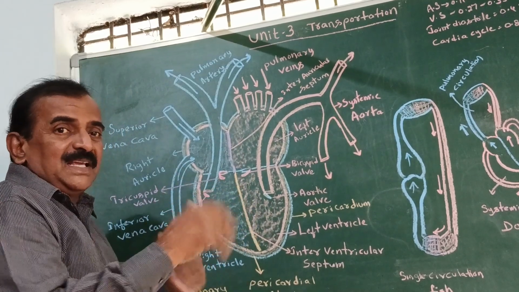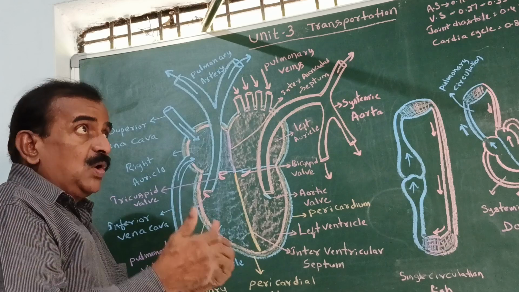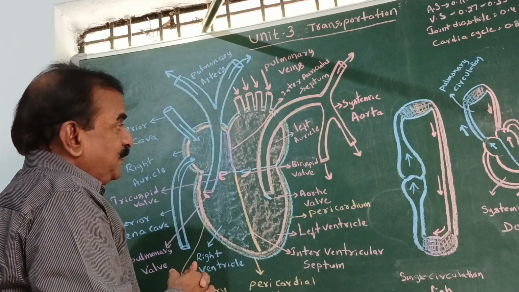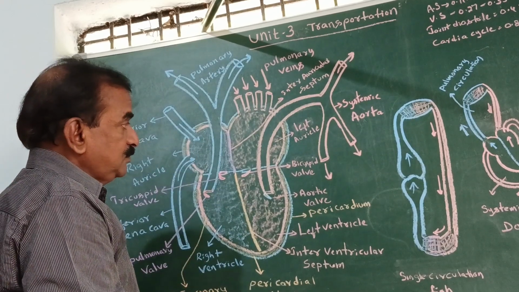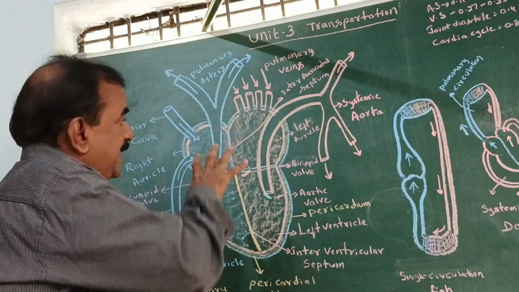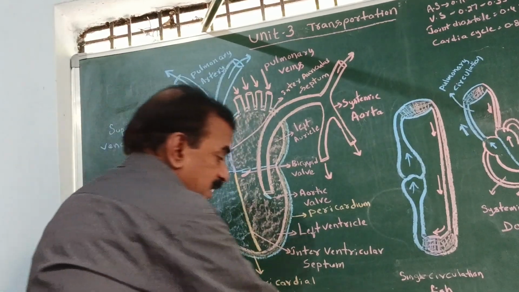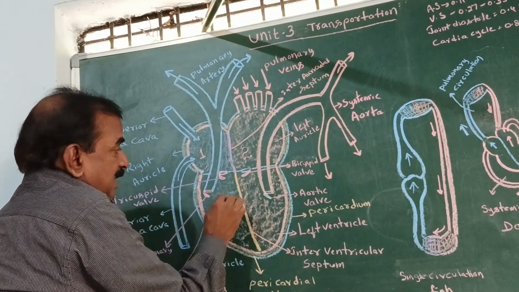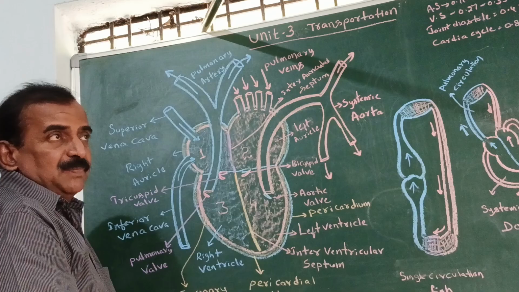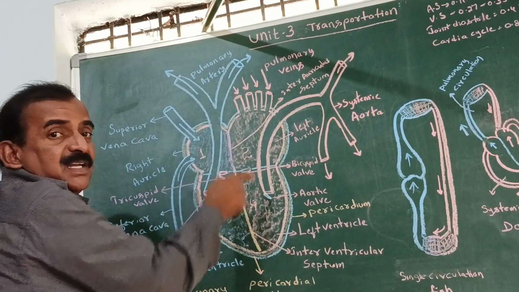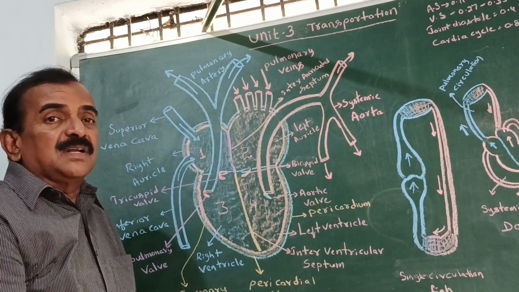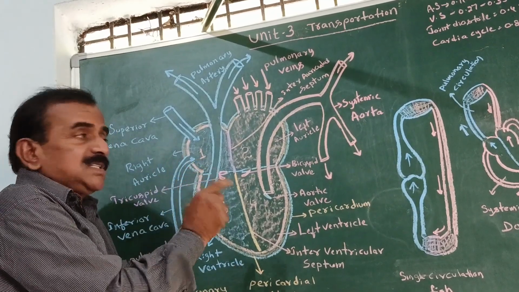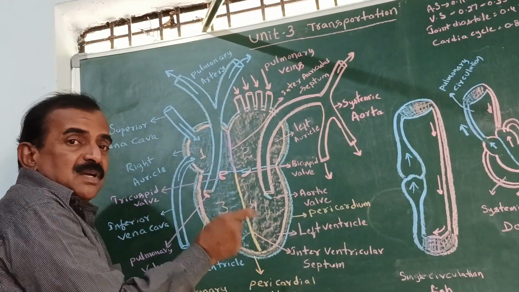So we described the external features of the heart, and now we are discussing the internal structure of the heart. Here we are taking a longitudinal section of the heart, and inside the heart we can see the presence of four chambers. This is one chamber, this is the second chamber, this is the third chamber, and this is the fourth chamber. The upper chambers are called auricles and the lower chambers are called ventricles. How many chambers are present in the heart? Four. Upper chambers are called auricles and lower chambers are called ventricles.